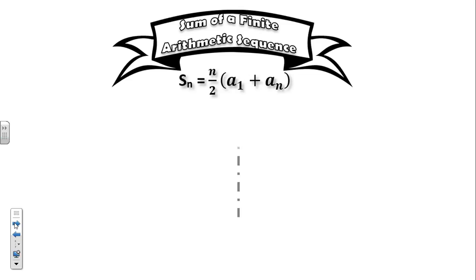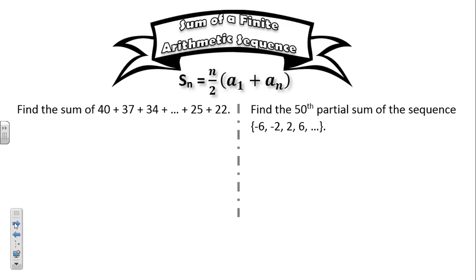So if we are asked to find the sum of 40 plus 37 plus 34 plus et cetera, down to 22, that's a finite sequence because it stops. Okay? So if I want to find the sum, I have to first of all know how many terms there will be. Does that make sense? Sum of n terms.